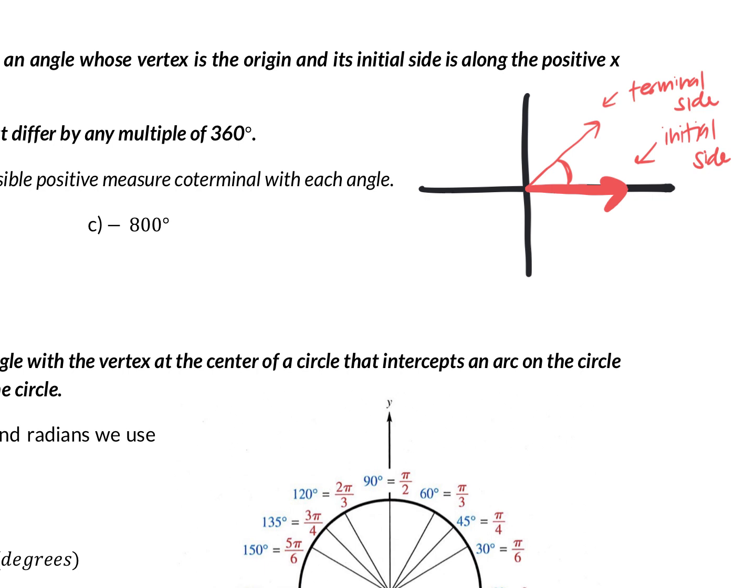We have different quadrants, right? This would be quadrant 1, and then we go counterclockwise. So quadrant 2, quadrant 3, quadrant 4. Or fun fact, if you connect all of them, it makes a C.